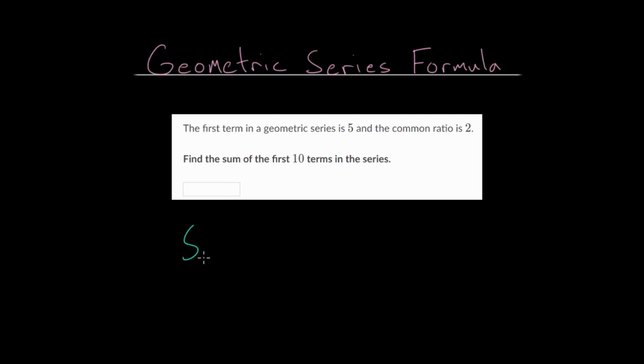So let's say we have a sum with n terms, and this is equal to the first term, which we call a, multiplied by 1 minus our common ratio r raised to the nth power. And all of this will be divided by 1 minus r.